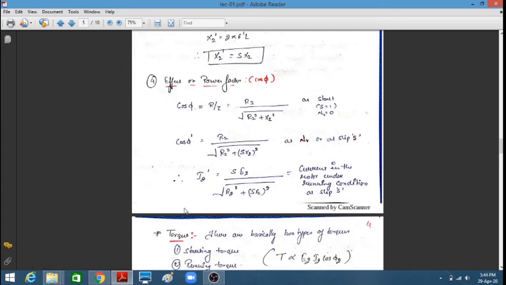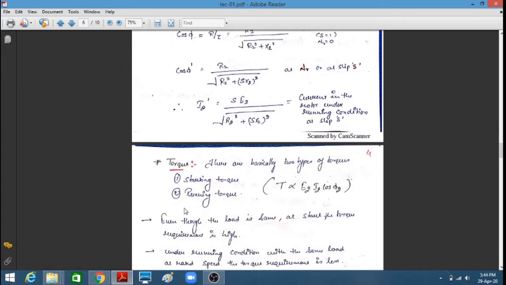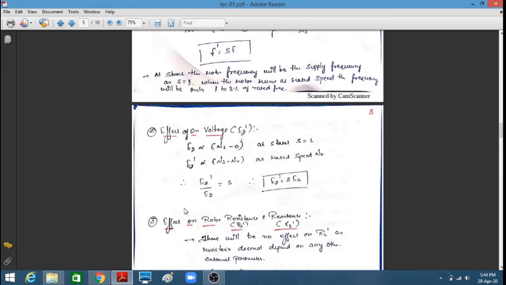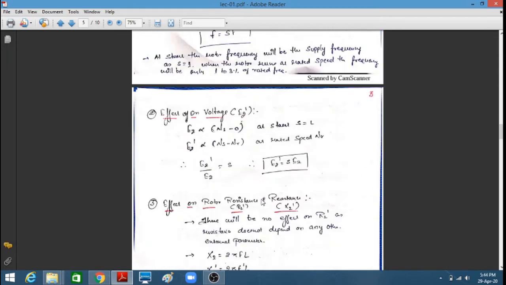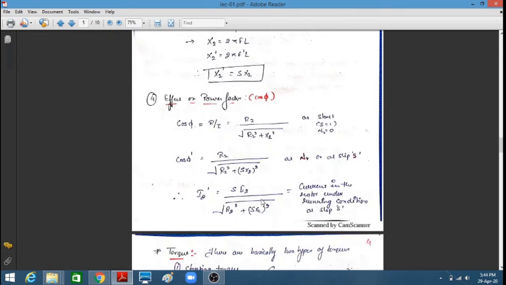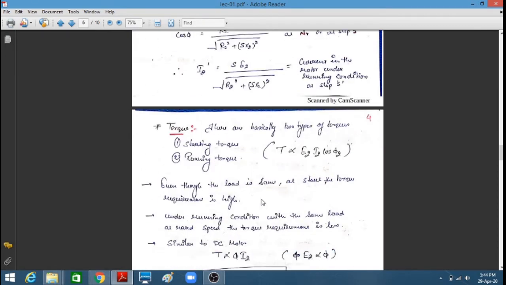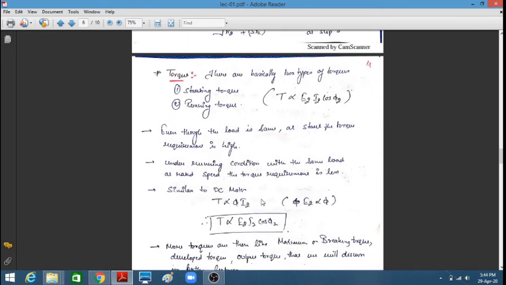Okay, students, now we are in part 2 of videos. We have seen the effect of slip on rotor frequency, rotor voltage, rotor power factor, and rotor reactance in the previous part. Now, let's develop our equivalent circuit. First of all, we should know what torque is, before drawing the final equivalent circuit.